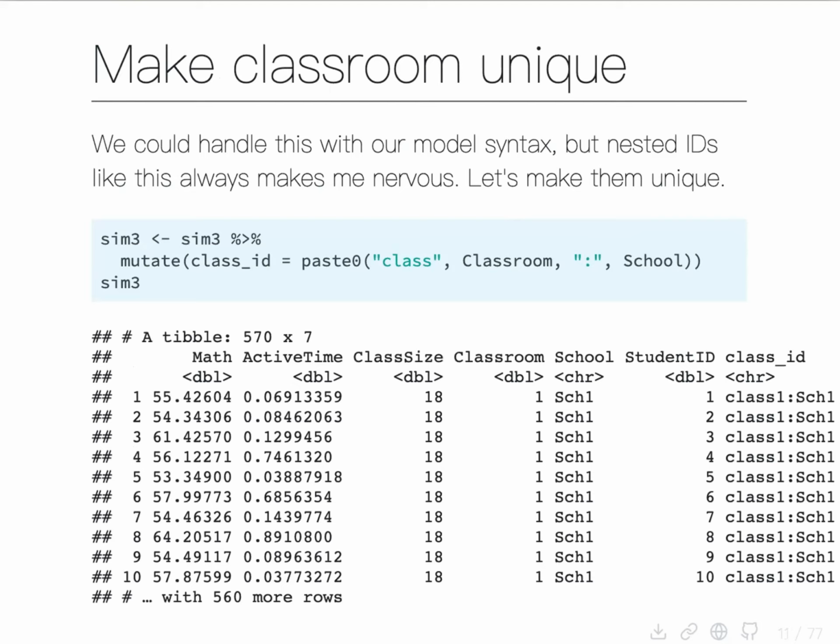So instead, I decided to make a class ID. Here's something I'm calling class_ID, where I'm just pasting class and whatever the classroom is, and then a colon, and then school. So this says class 1, school 1. And then when we get to the class 2 school, it would say class 2 school 1. But then we would also have another one that's class 1 school 2. So this is now a unique class ID, where each individual classroom is uniquely identified by that ID. Does that make sense?